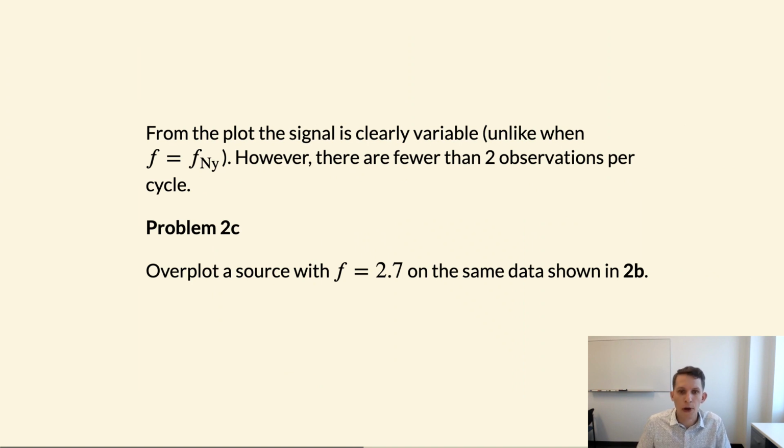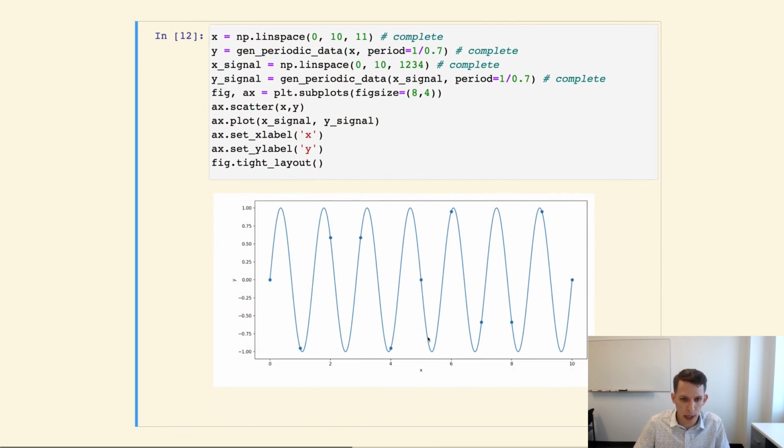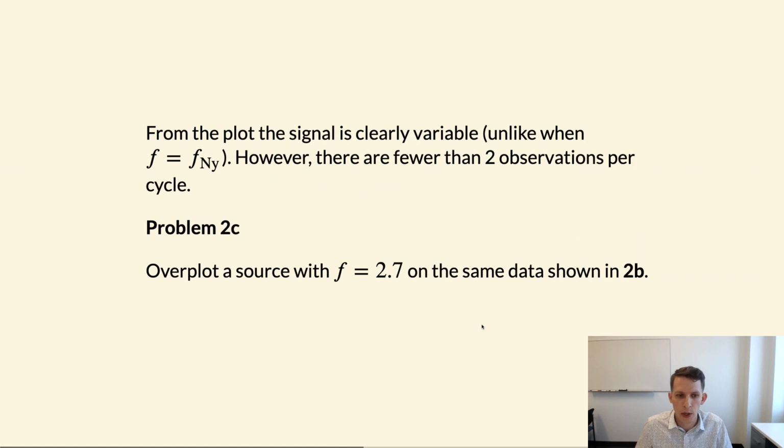But let's go back. There are fewer than 2 observations per cycle. So let's just confirm that. So here's a minimum, 1 observation. Here's a maximum, 1 observation. Maximum to maximum, 1 observation. So per cycle there are fewer than 2 observations.